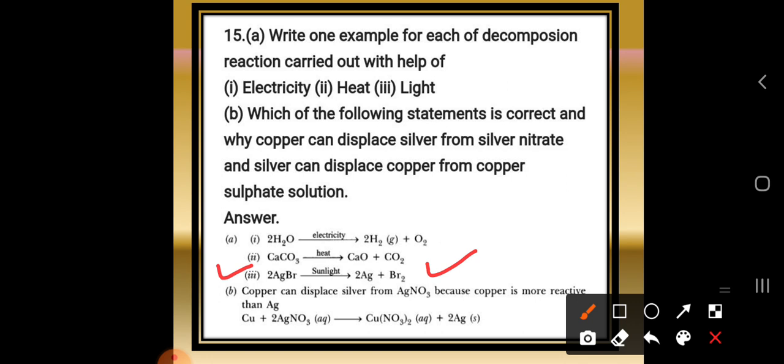Except these answers, you can also write any kind of decomposition reaction. Sometimes such easy questions can be asked. Okay, so the next question is: copper can displace silver from AgNO3.